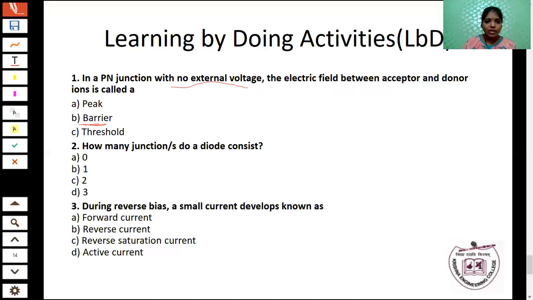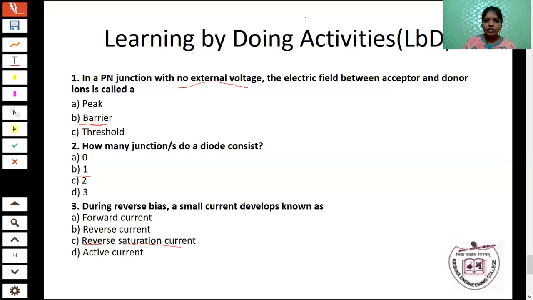Okay. So the next question is, how many junctions does a diode consist of? You know, it is very simple. The diode consists of only one junction. Okay. So during the reverse bias, the small current developed is known as what? You know that during the reverse bias condition, there will be no current, but a small amount of current flows in the PN junction diode under the reverse bias condition. That current is called the reverse saturation current. The reverse saturation current is nothing but the small current that flows in the PN junction diode due to the minority charge carrier. It is very, very important.